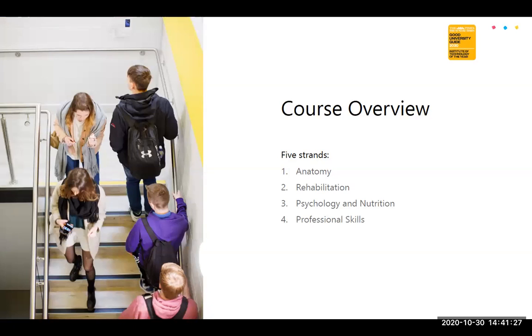The Athletic and Rehabilitation Therapy course consists of 5 main strands that are explored throughout the 4 years of the program. The 5 strands are anatomy, rehabilitation, psychology and nutrition, and professional skills.